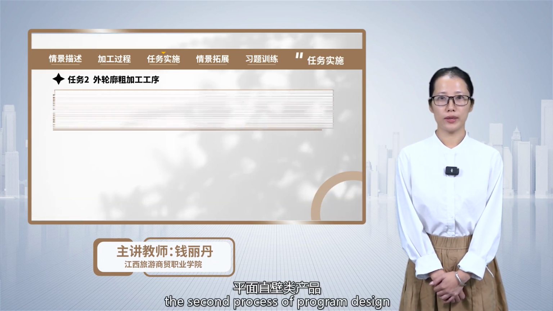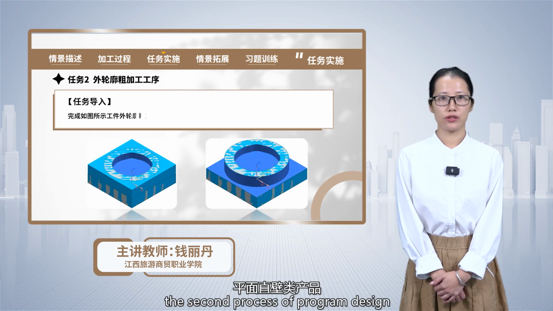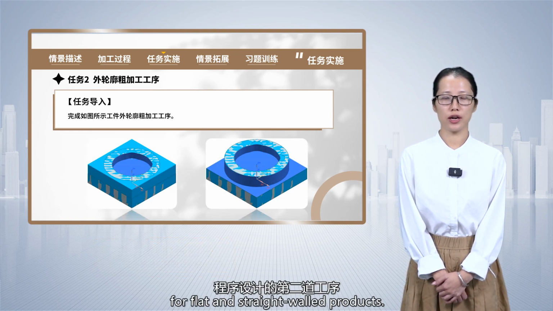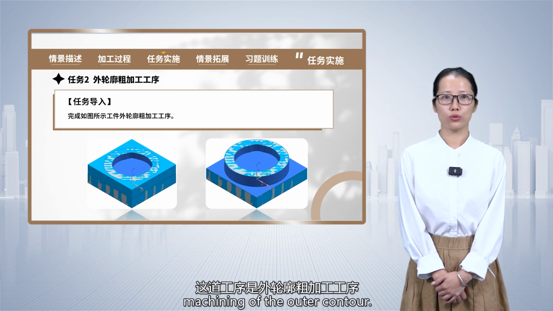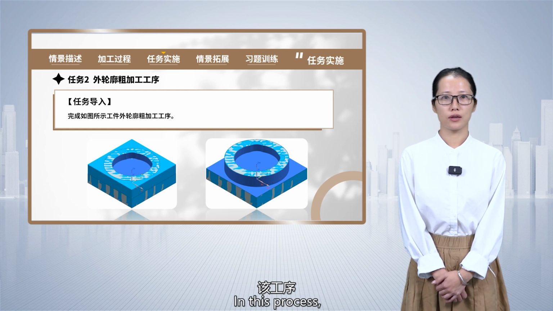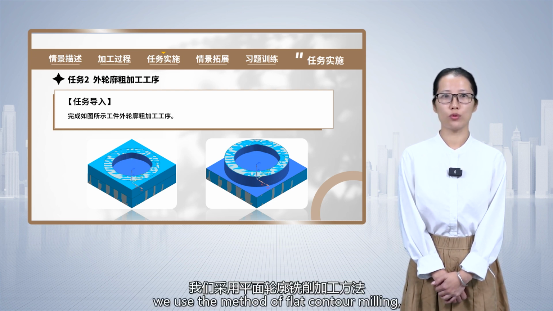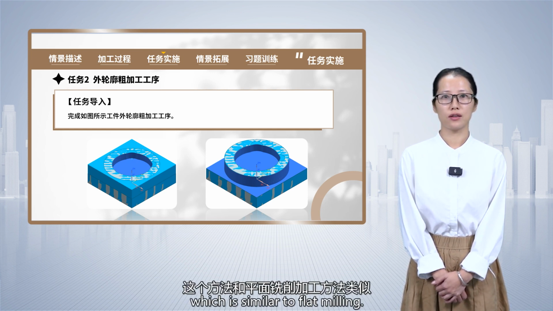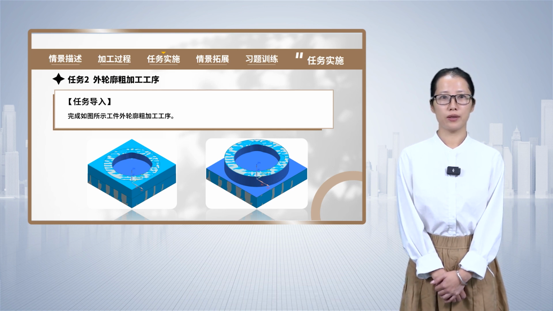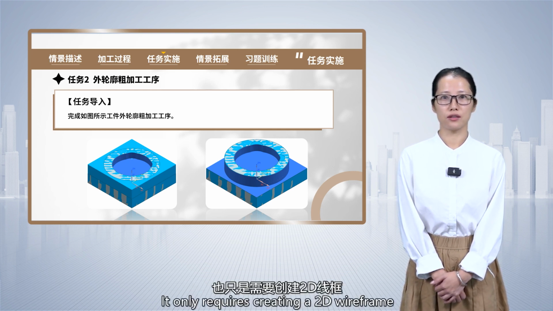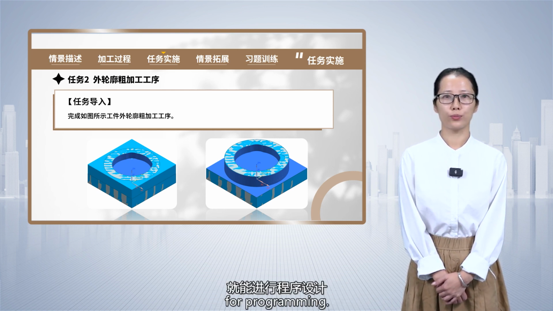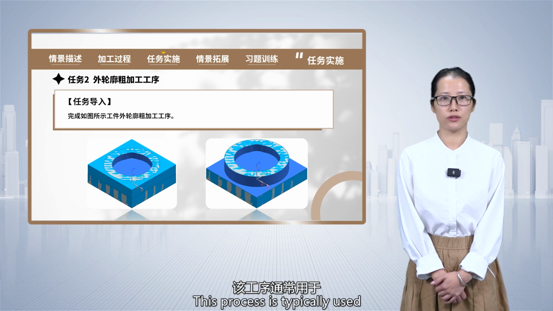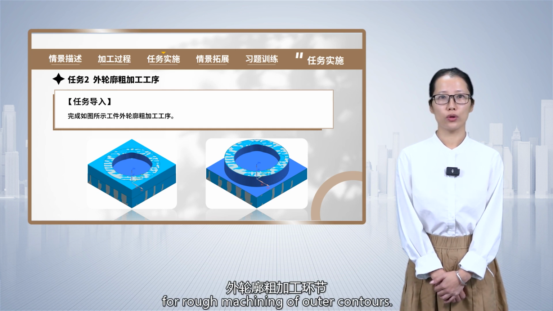We will learn the second process of program design for flat and straight-walled products. This process is the rough machining of the outer contour. In this process, we use the method of flat contour milling, which is similar to flat milling. It only requires creating a 2D wireframe instead of the 3D modeling design for programming. This process is typically used for rough machining of outer contours.